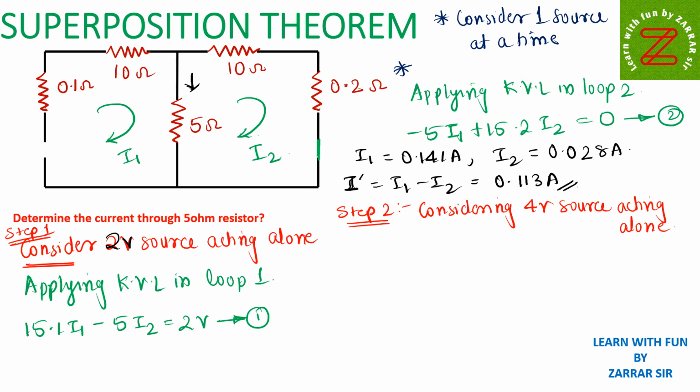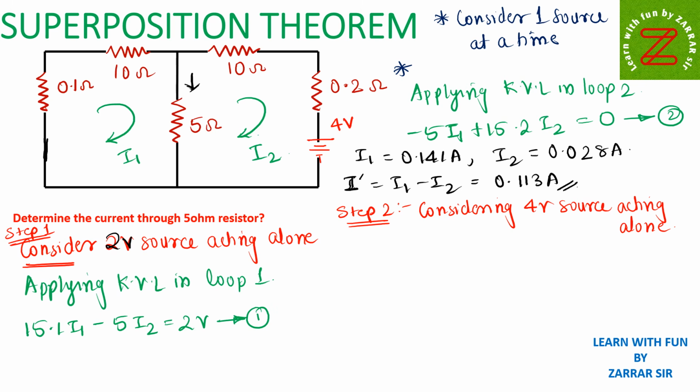Okay, and I'll make short over here, and now I'll erase this part and I'll draw 4 volt source. Okay, so let's draw 4 volt source. So this was my 4 volt source, and now I'll apply again KVL.